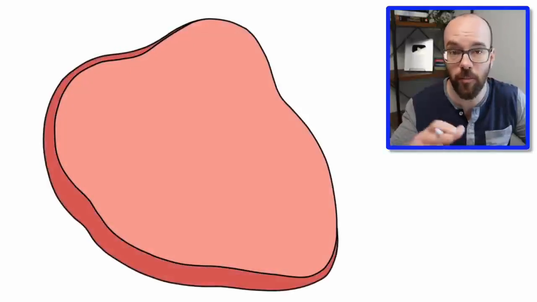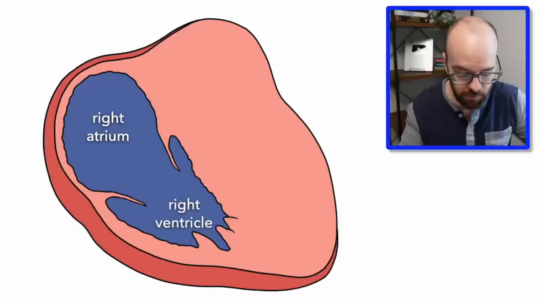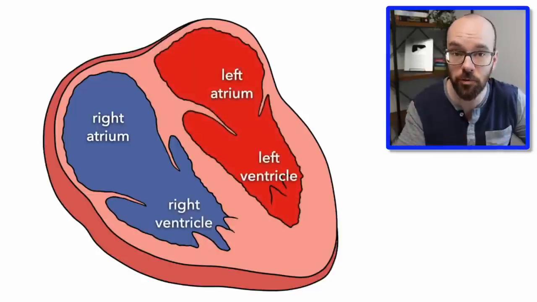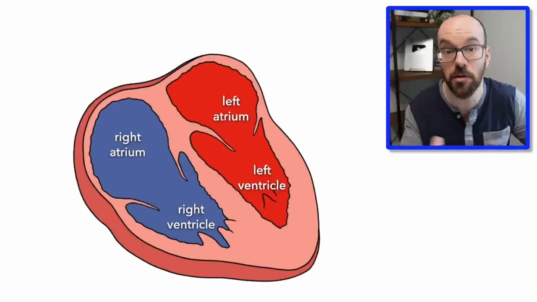So let's start by drawing out the heart. Here we have an outline of the main structure of the heart on the cardiac muscle. We've got the right atrium and the right ventricle, and the left atrium and the left ventricle. And of course we have the right side in blue because it's low oxygen blood, the left side in red because it's high oxygen blood that's just come from the lungs. And remember, our blood is always red, never blue. That's just the colors we use in the diagrams.